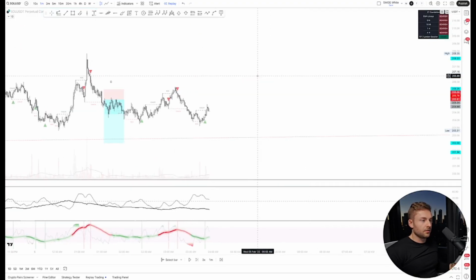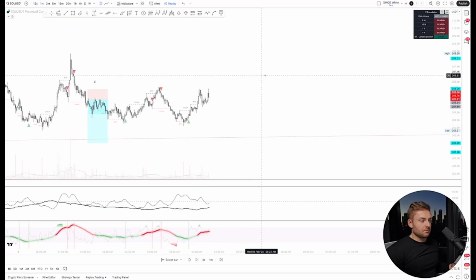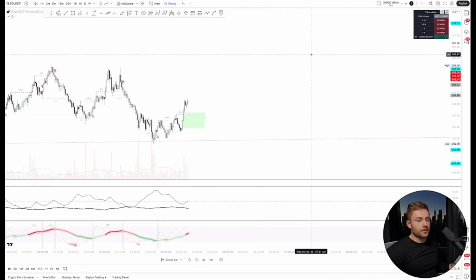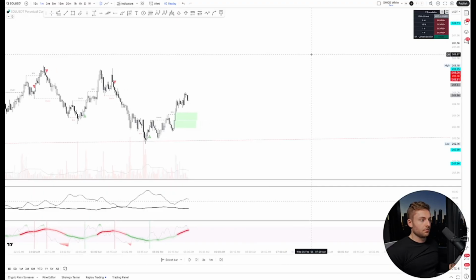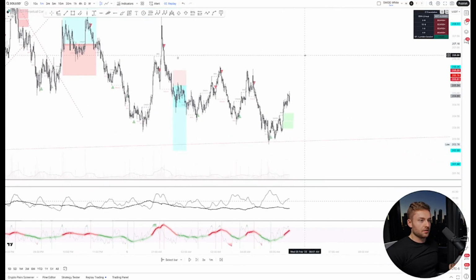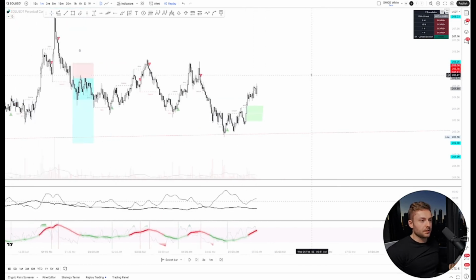So once again, not what I'm looking for. I want definitive fair value gaps, like nice big moves. Not really getting much here. Mind you, I'm trading around the clock here, which is not realistic. I'm just showing you me going through the entire market and making decisions and seeing what will happen, just to show you realistically what we're going to do in real life.